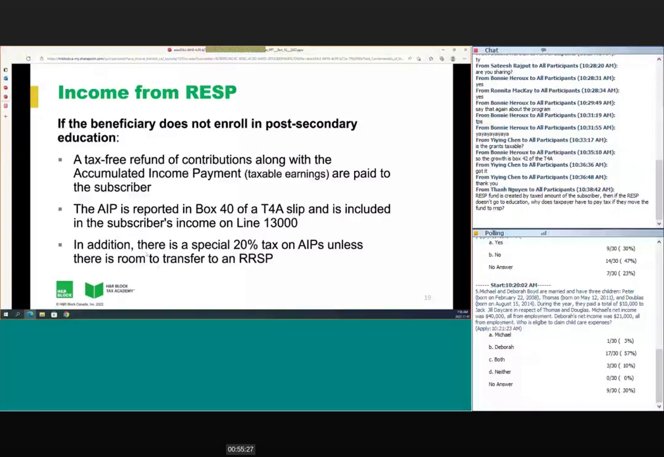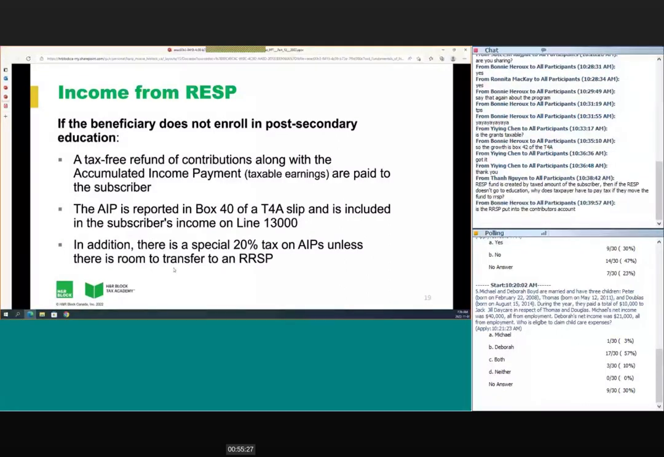The problem with the RESP is that the government is giving you a grant, and if you don't use the grant, you have to pay the grant back. And I'm not sure why there's a rule that says you can move it to your RSP. I don't really know.